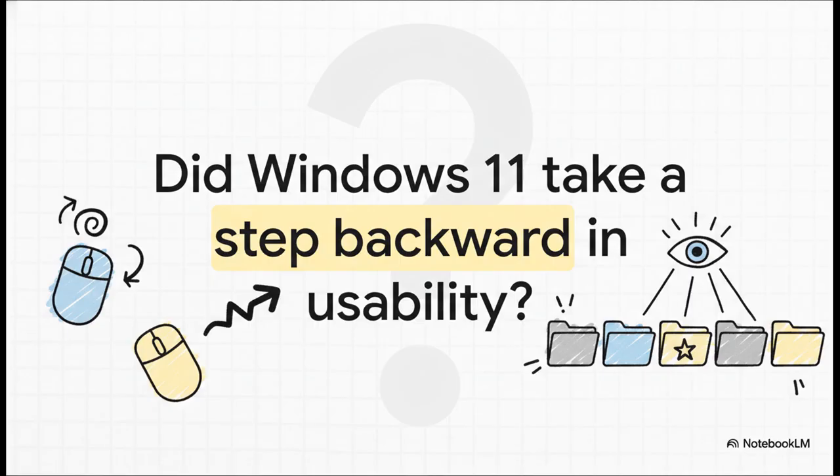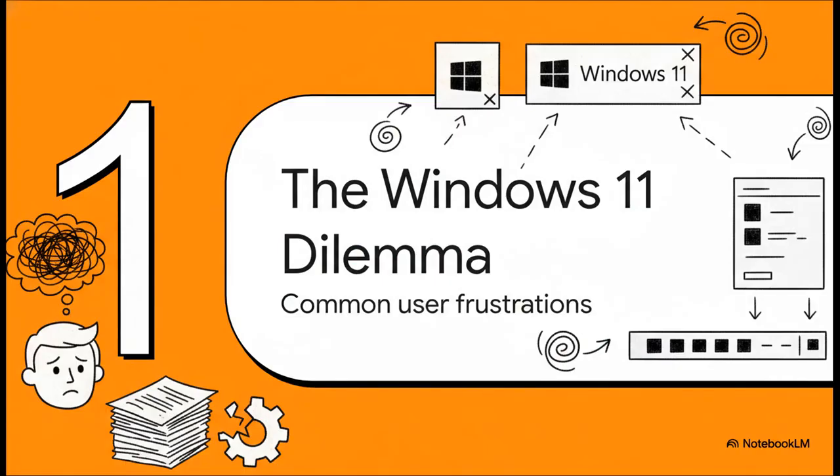So let me just ask you something. Since you upgraded to Windows 11, have you ever found yourself clicking twice for something that used to take just one click? Or maybe you're squinting at this long row of identical icons, trying to guess which one is the document you actually need? If you're nodding your head right now, trust me, you are so not alone. So, what's the real dilemma here?